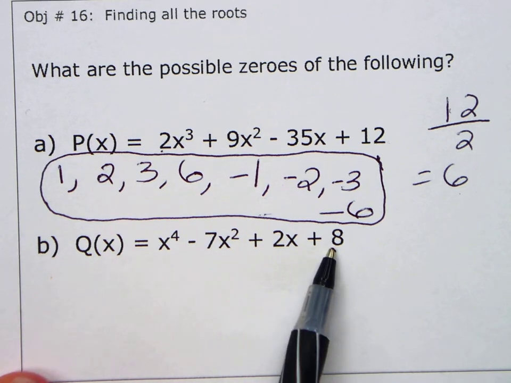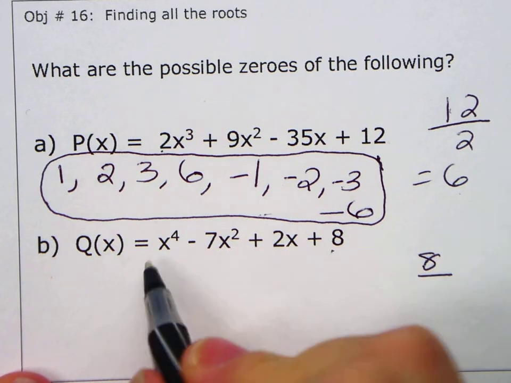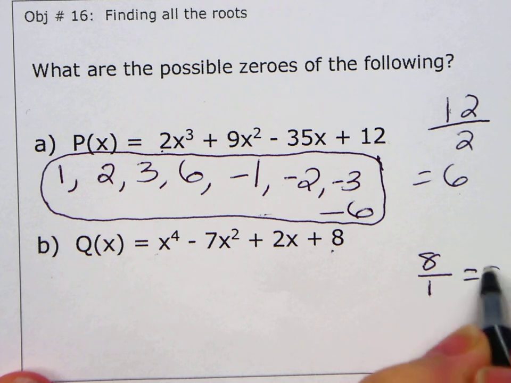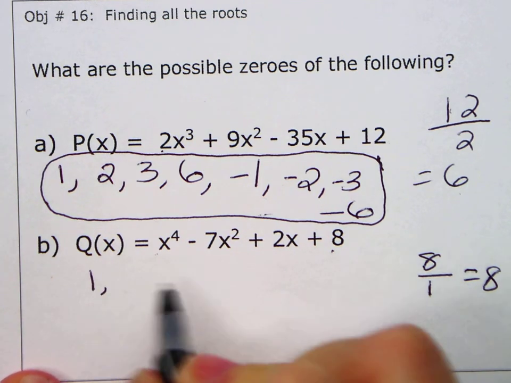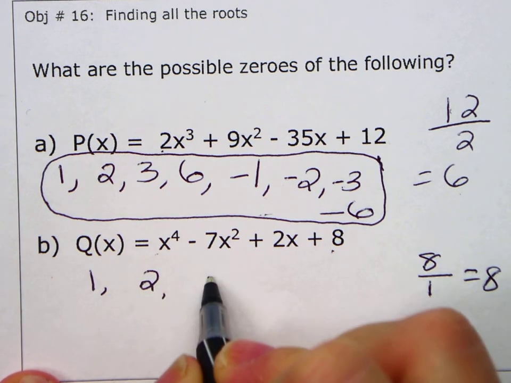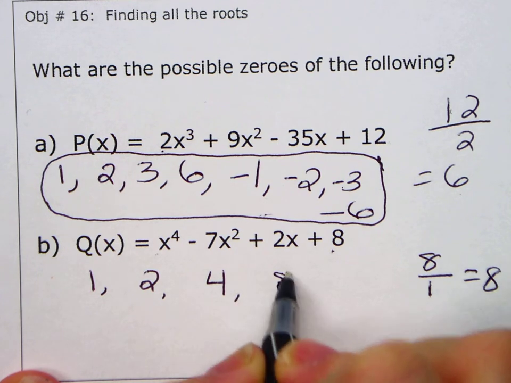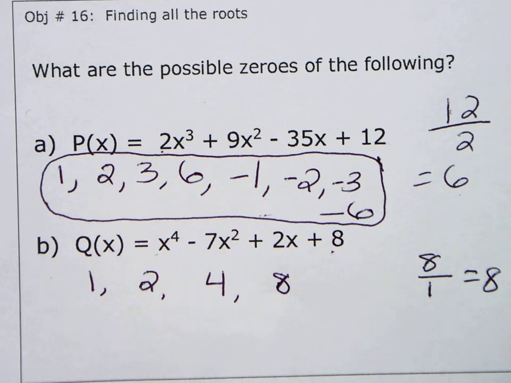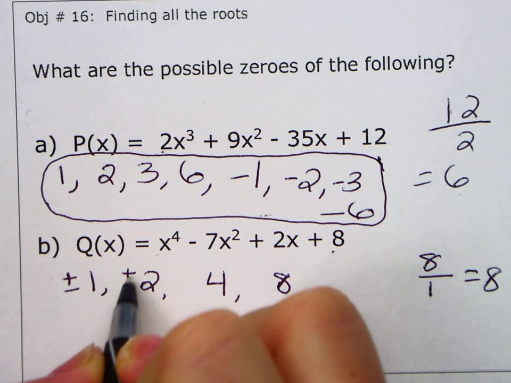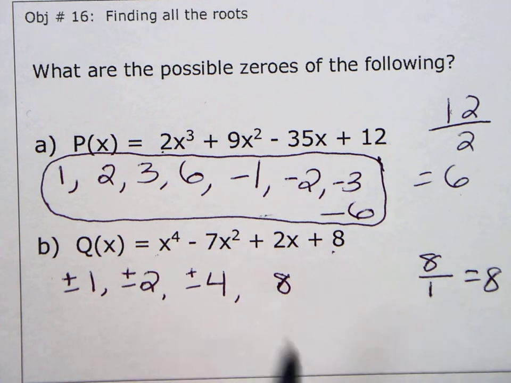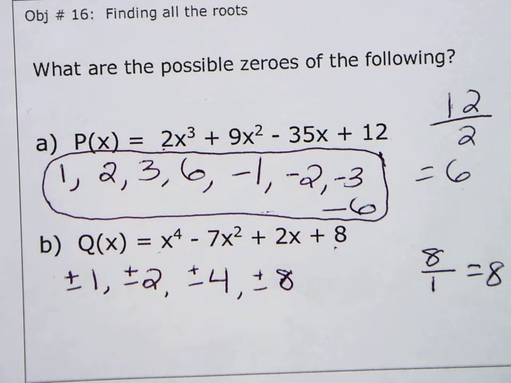All right, so this time we have 8 divided by, there's nothing in front, so it's 1. 8 divided by 8 is 1. 8 divided by 1 is 8. So all the factors of 8: 1, 2, 4, and 8. Now, I'm super lazy. Mathematicians tend to be lazy. So instead of rewriting all of them, what we like to do is write plus or minus 1, plus or minus 2, plus or minus 4, and plus or minus 8. So again, there's 8 options for this.